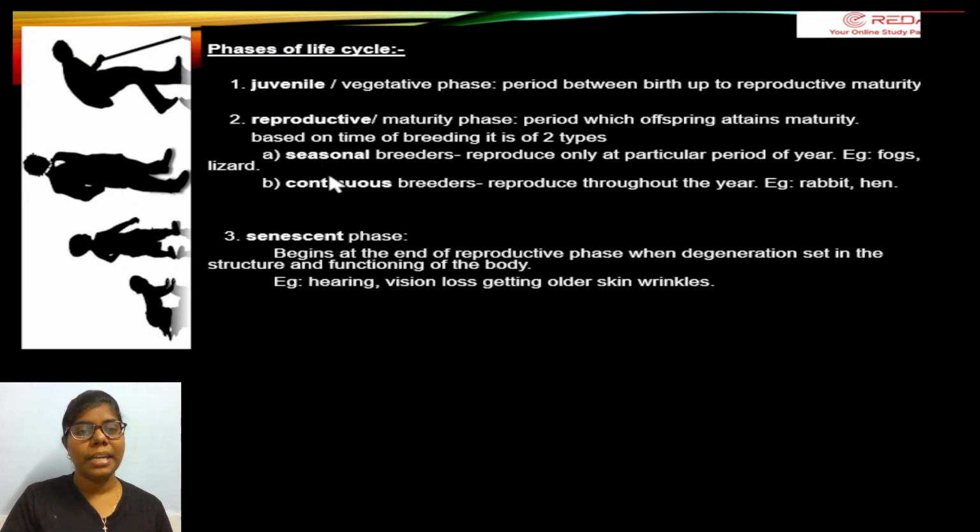So seasonal breeder and continuous breeder. Seasonal breeder na season மட்டும் தான் breed பண்ணும். Continuous breeder na continuous a year full it can breed. So that is a reproductive phase, and in that we have seasonal and continuous.